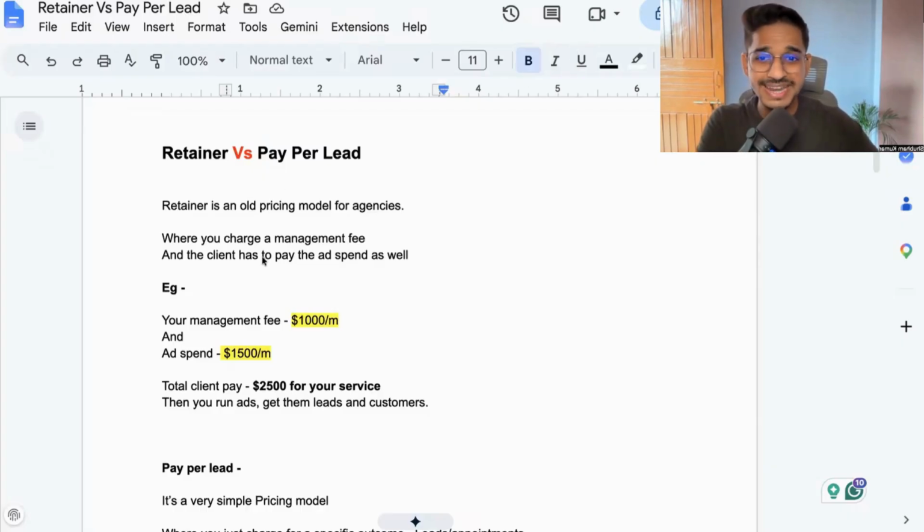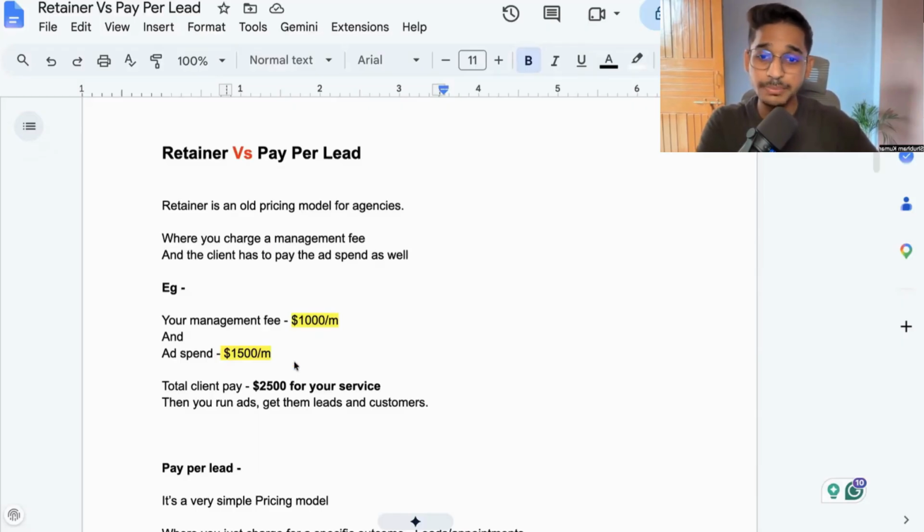So retainer is an old pricing model for agencies which has been going for over a decade or so. The retainer model is pretty simple, where you charge a management fee from your clients for your services, and the client has to pay for the ad spend as well. For example, you charge $1,000 per month to run Facebook ads for them, and they also have to spend a certain amount, let's say $1,500 per month, on the ads, so that you run the ads and get them more leads.